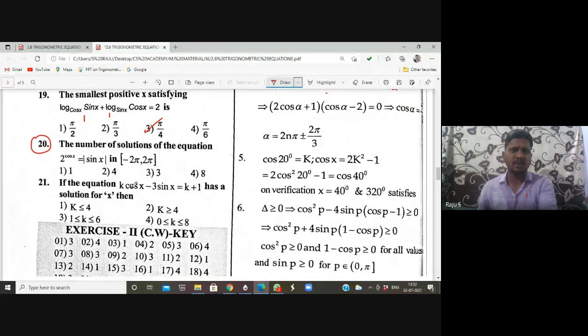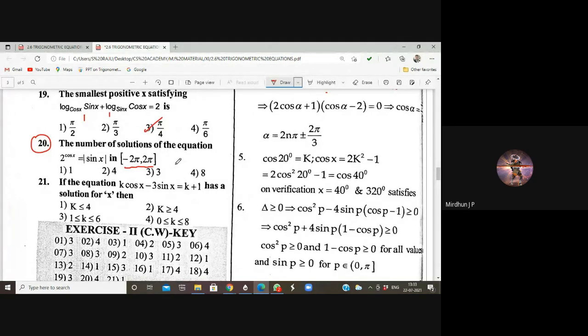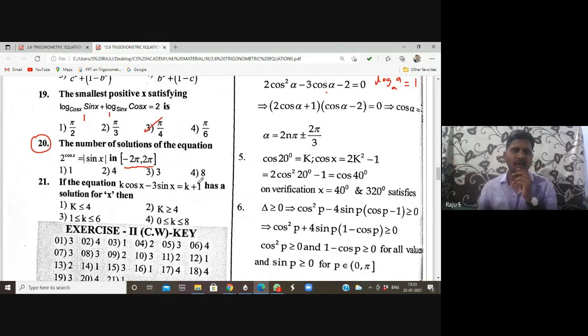Next, coming to question number 20. Here also it is very easy to say the answer. The number of solutions of the equation 2 to the power of cos x is equal to modulus sin x in the interval minus 360 to plus 360. Yes, sir, 90 degrees will come, 270 degrees also will come, negative 90, negative 270. Okay, like that, how many solutions? For how many solutions will both be equal?